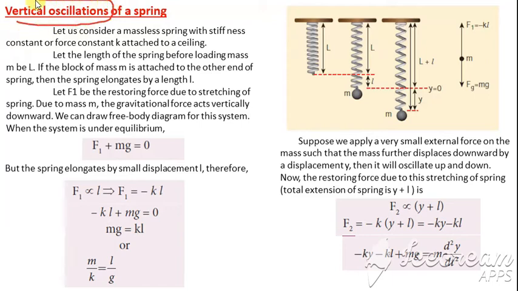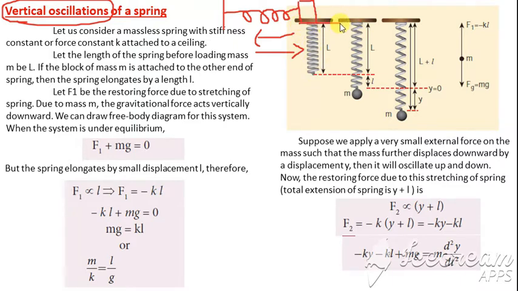Next, we are going to see the vertical oscillation of a spring. Already we have seen the horizontal oscillation, in which the spring has been connected in this way and a mass is attached here, and the spring is made to move towards the right and the left position. This is for horizontal, is it not? Here is the vertical oscillation of a spring.